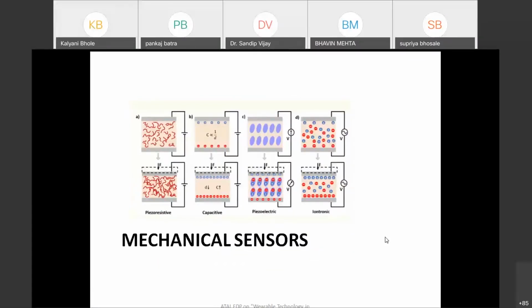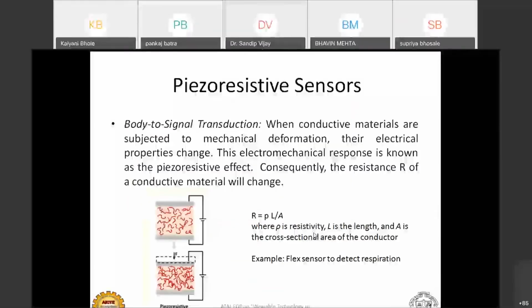Let us start with the mechanical sensors. We will be discussing four mechanical sensors: piezoresistive, capacitive, piezoelectric, and triboelectric sensors. Let us start with the piezoresistive sensors. How does body-to-signal transduction happen in this case?